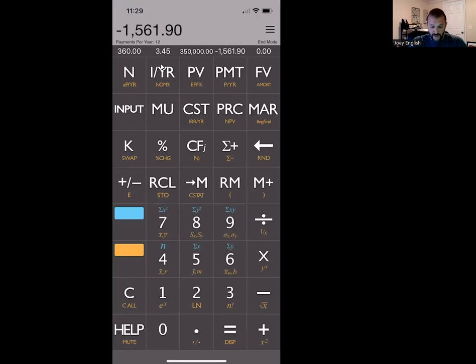So we're going to take that 3.45, we're going to make it a 6.1, hit IYR. So notice that it just changed the IYR. Now what I want you to do is hit PV and see what happens.